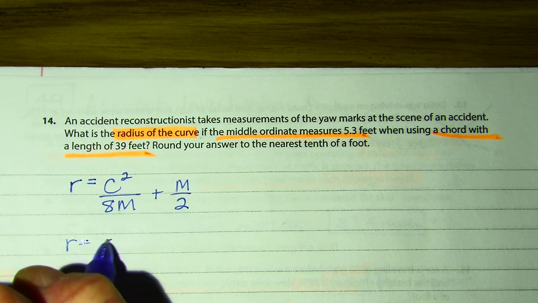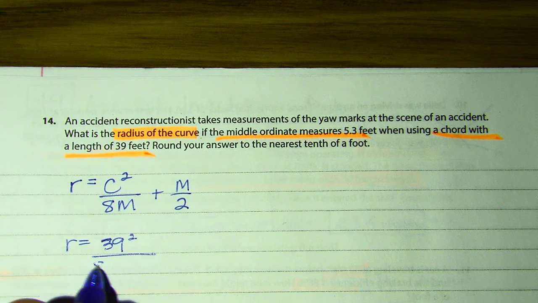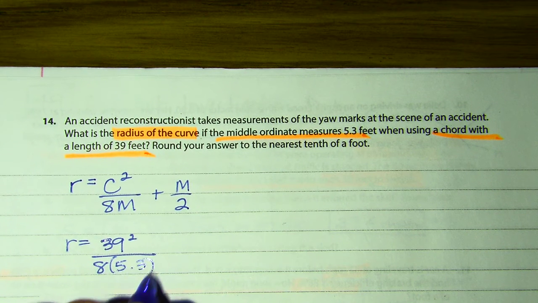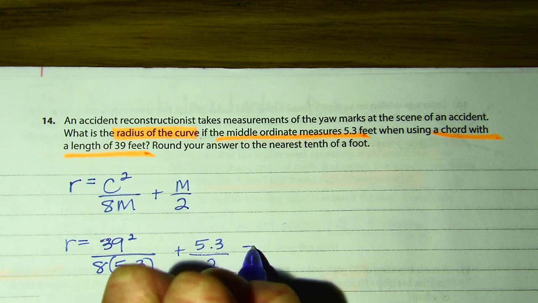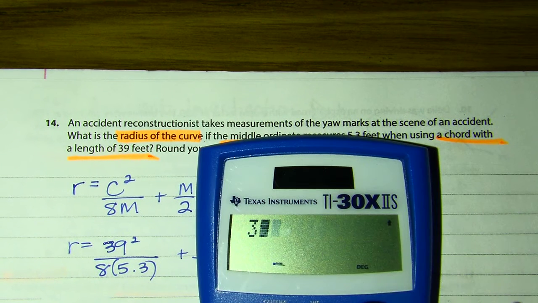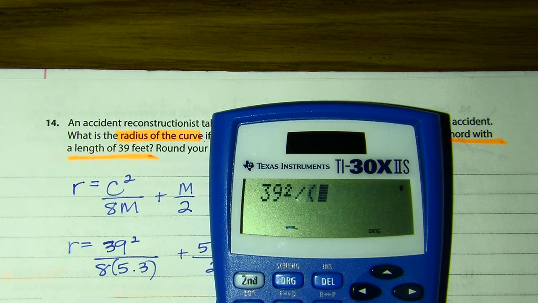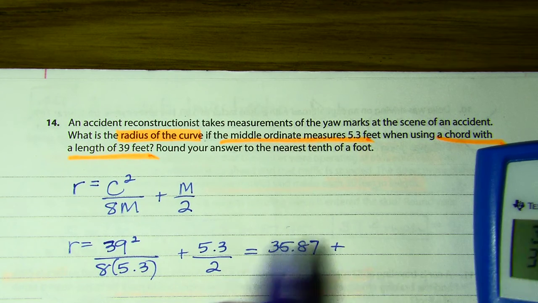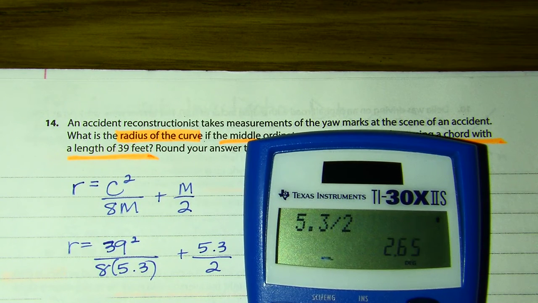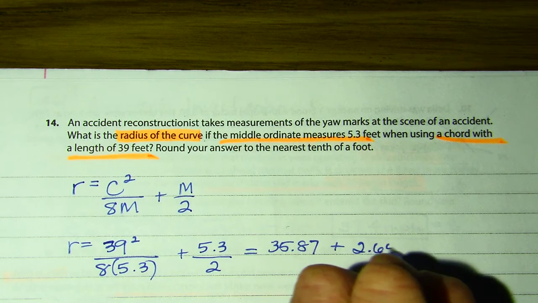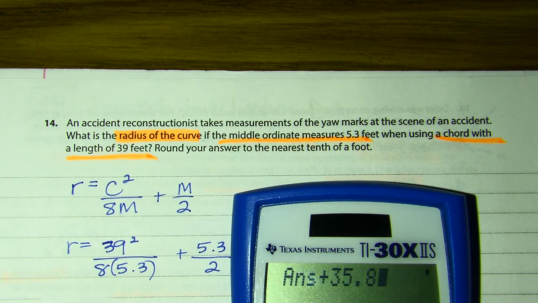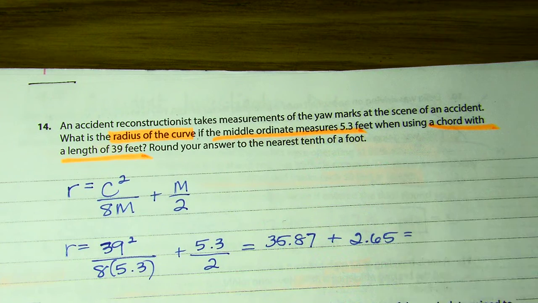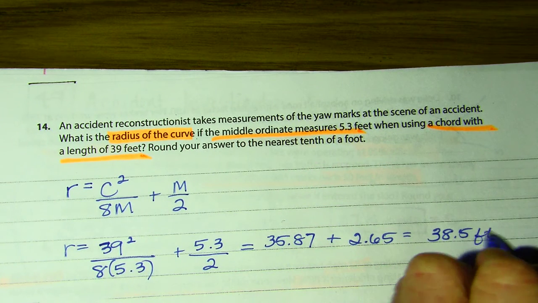So R equals, my chord is 39, so 39 squared. M is 5.3. And so I'm going to at least do each separate. So 39 squared divided by, in parentheses, 8 times 5.3. I get 35.87 plus, this next part is 5.3 divided by 2. I get 2.65. So I'm going to add that to 35.87, and I'm going to round. So 38.5 is my radius, so 38.5 feet.